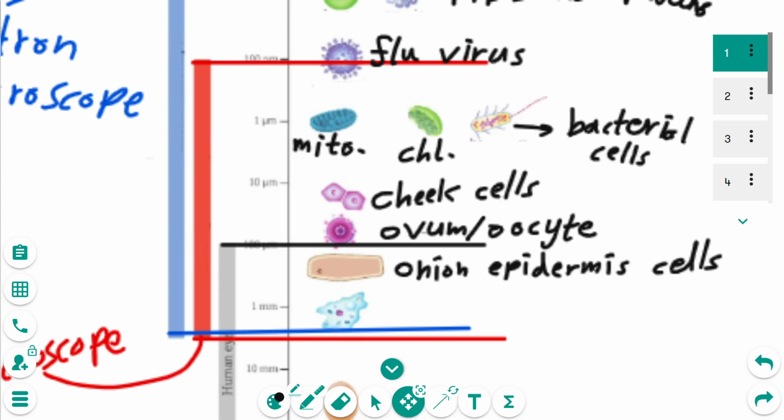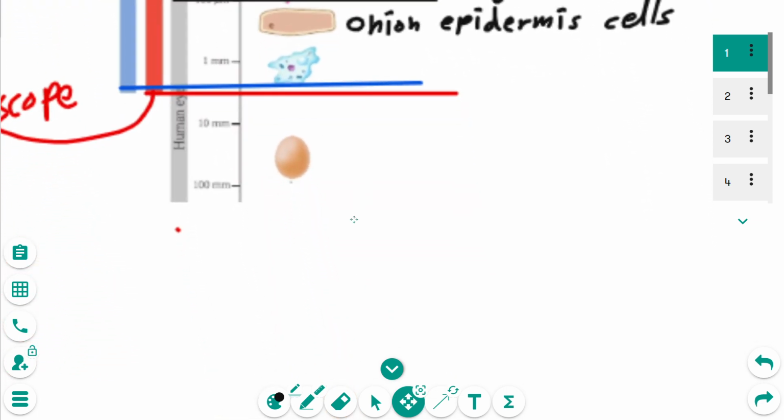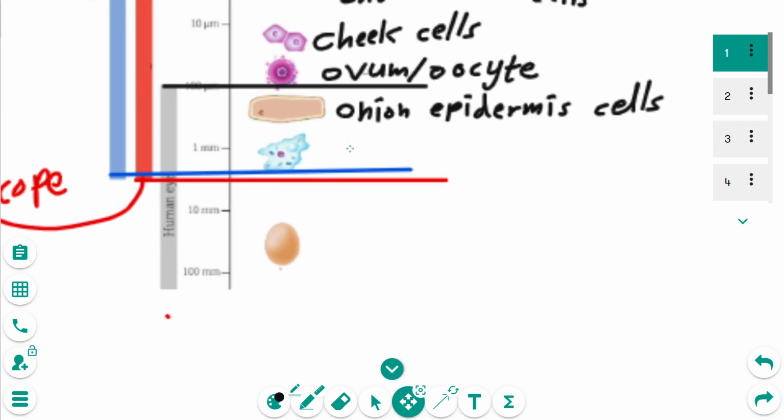And then if I just move down, so it's easier for myself to write. See if I do it there. And then here, at 1 millimeter, we can just about see this with the naked eye. This is an amoeba cell.